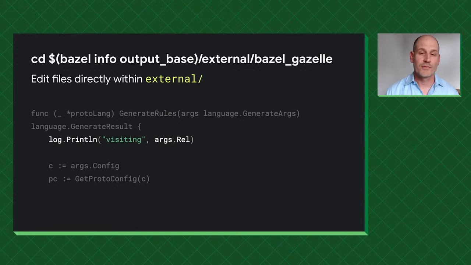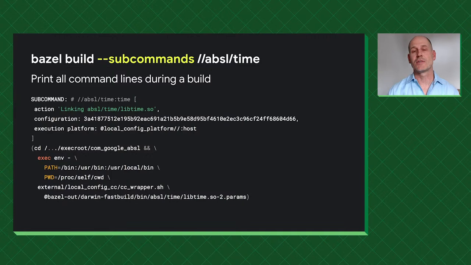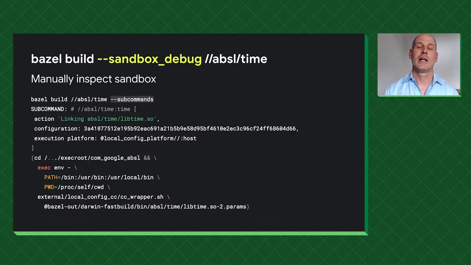The next is --subcommands. This is useful for printing the command lines for the actions that are spawned by Bazel during your build. And that pairs nicely with --sandbox_debug. And sandbox debug will prevent Bazel from tearing down or removing all those symlinks and files in the sandbox. So you can change directory into it and do a postmortem, try to figure out why the action isn't working.